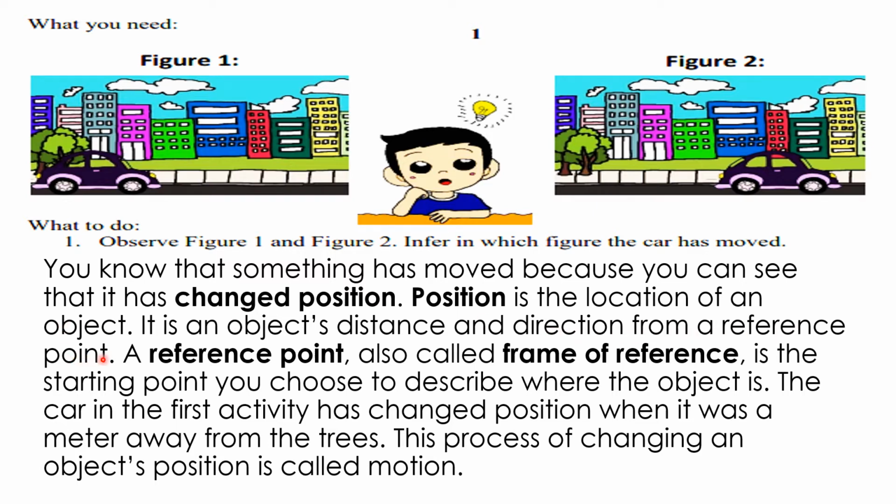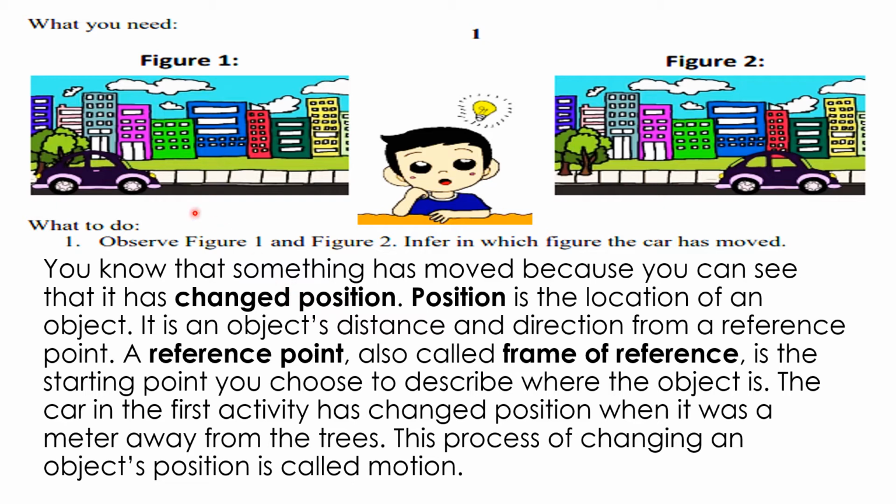So what is a reference point? A reference point, also called frame of reference, is the starting point you choose to describe where the object is. The car in the first activity has changed position when it was a meter away from the trees. This process of changing an object's position is called motion.